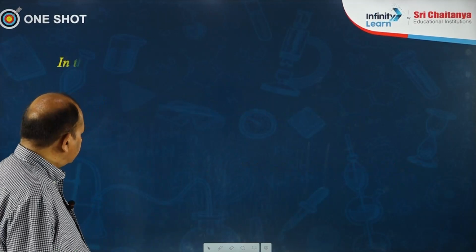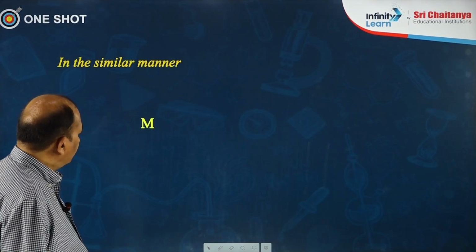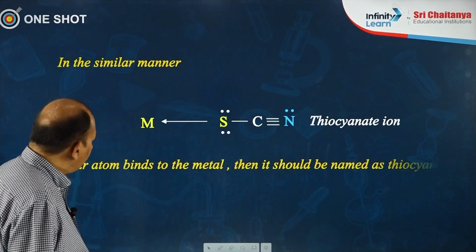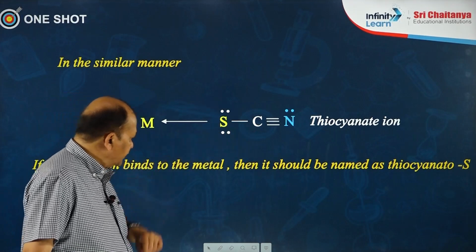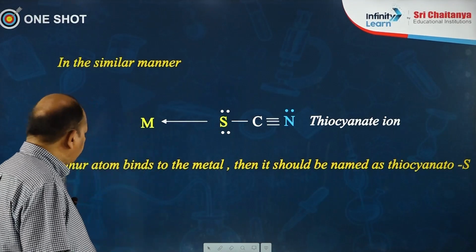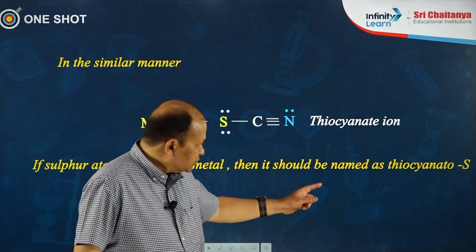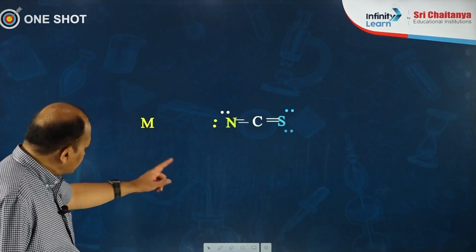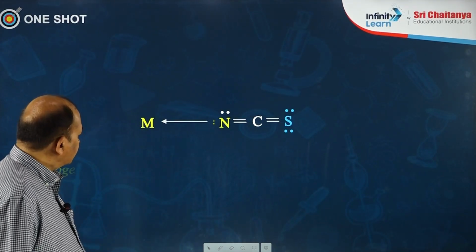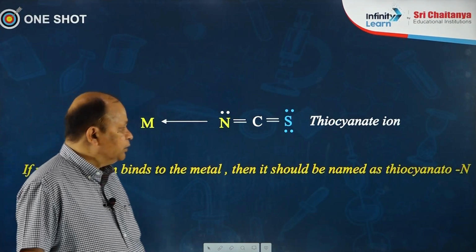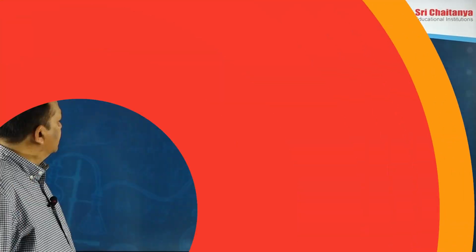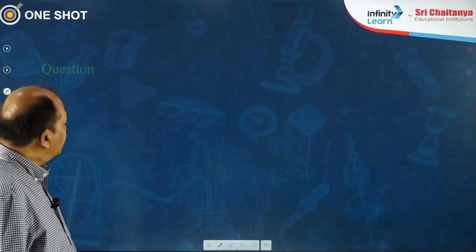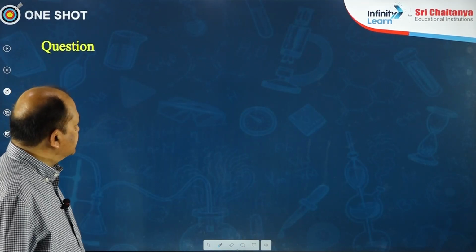Next, another example, the thiocyanate ion. Here sulfur and nitrogen can form a bond. If sulfur is involved, it comes as thiocyanato-S. Alternatively, if nitrogen is involved in the bond formation, then it comes as thiocyanato-N. See, we can get a question on ambidentate ligand like this.